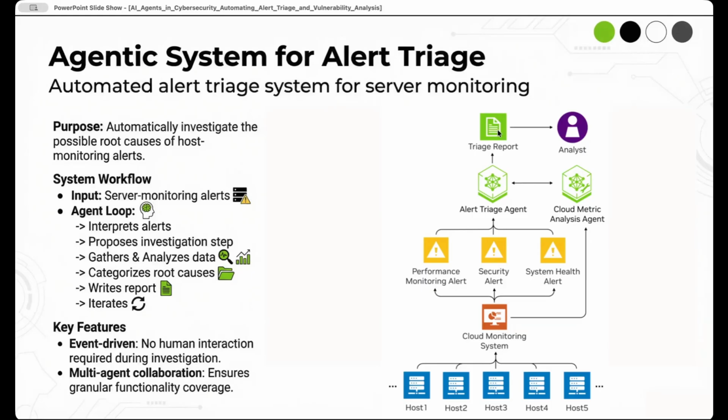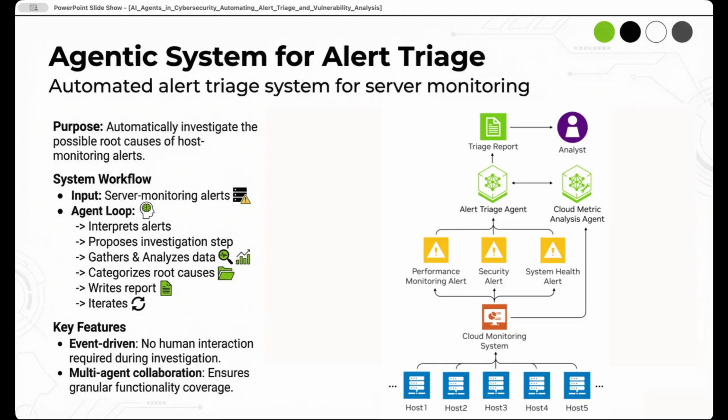So it's going to summarize the situation and provide this report to a human analyst in the end. The input is the server monitoring alerts, and then the agent is going to interpret and reason about the alert and propose the investigation steps to look through. And then it's also able to connect all the data.